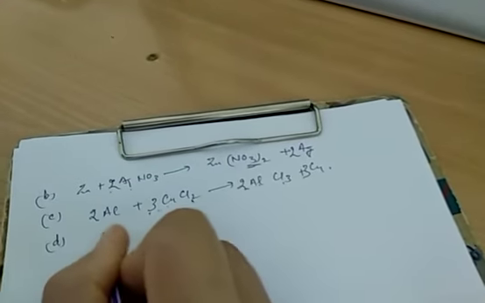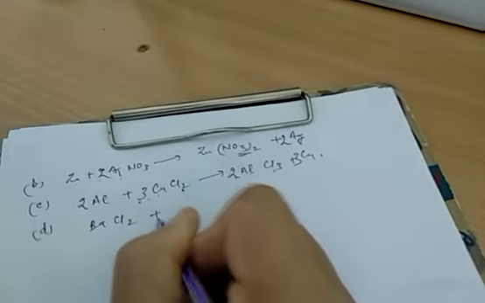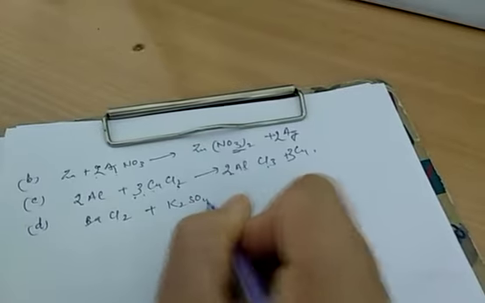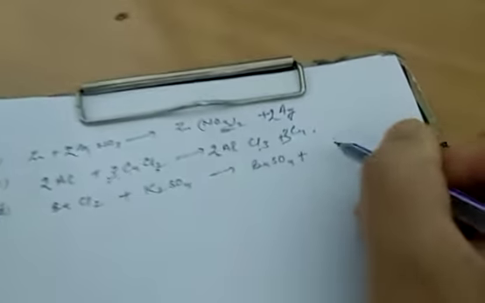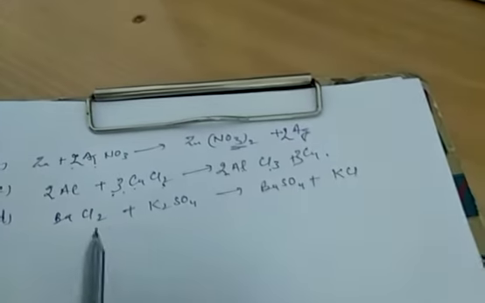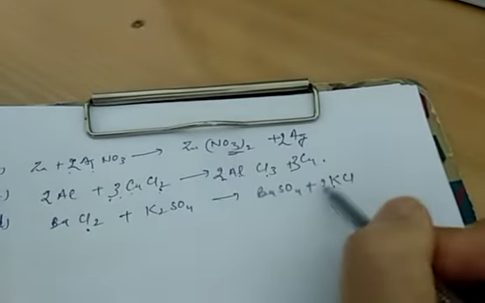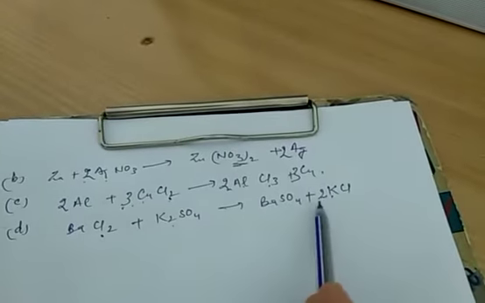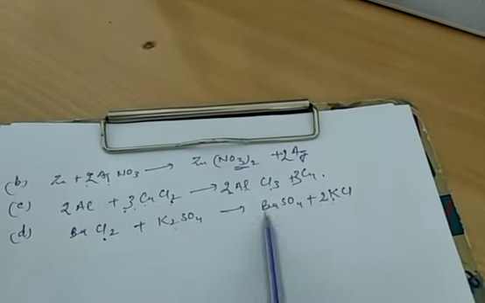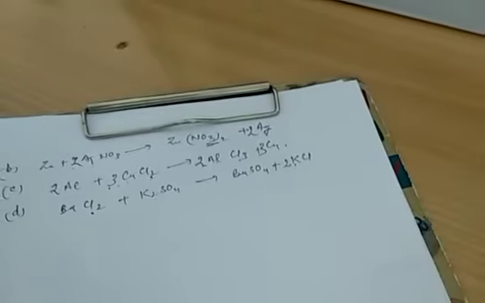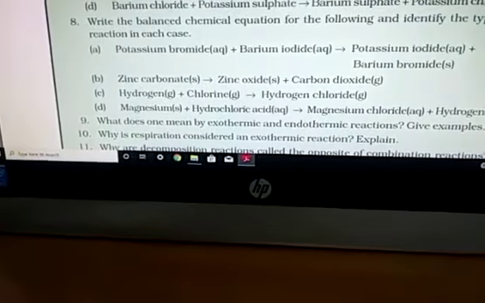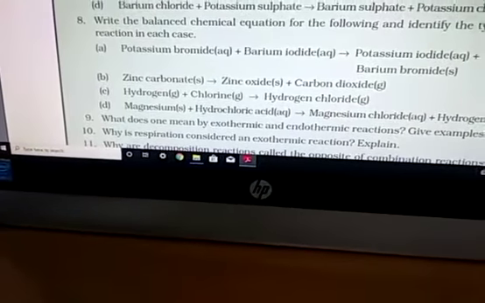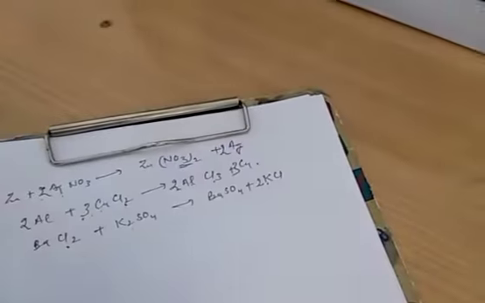D: BaCl2 plus K2SO4 changes into BaSO4 plus KCl. 2 Cl, 1 KCl, 2 K, 2 K, SO4 1, Ba 1. Now the reaction is balanced. Now come to question number 8. Write the balanced equation for the following and identify the type of reaction of each one. Question number 8.